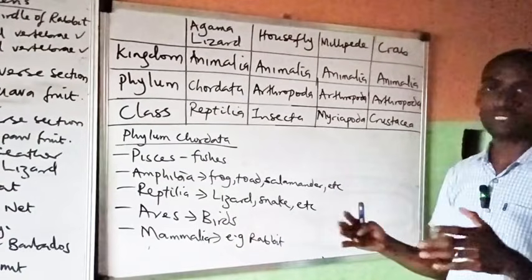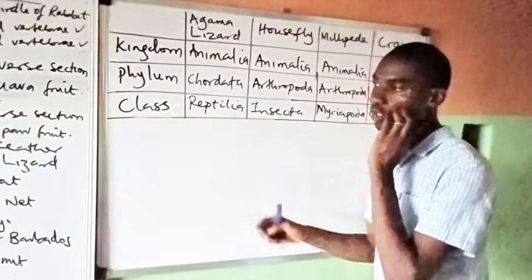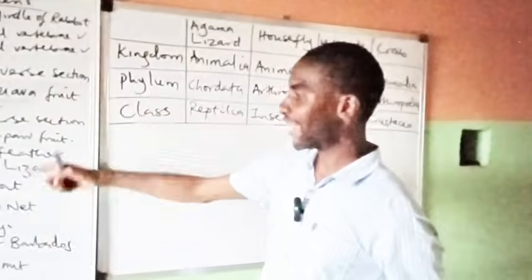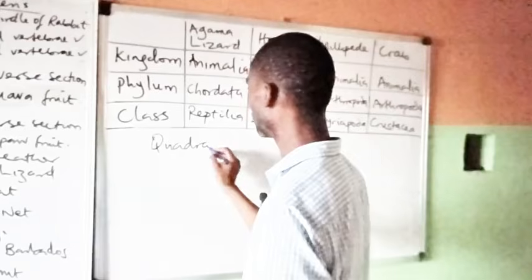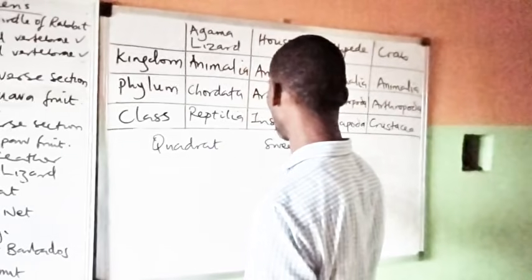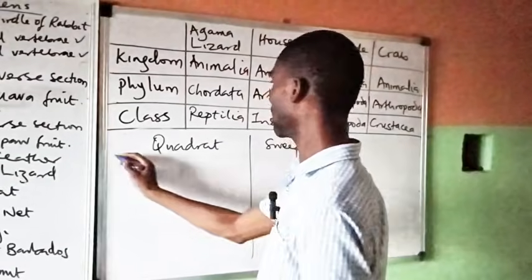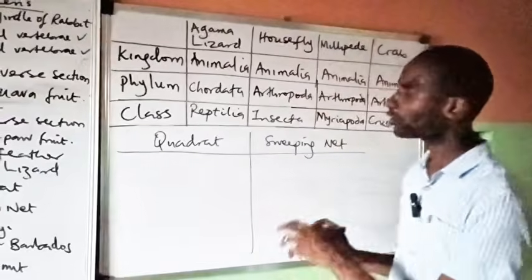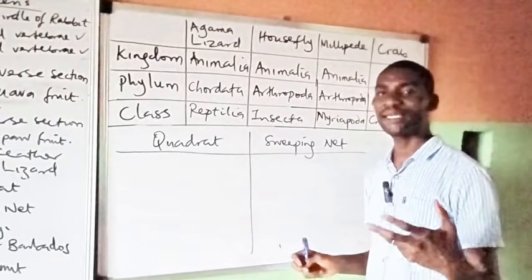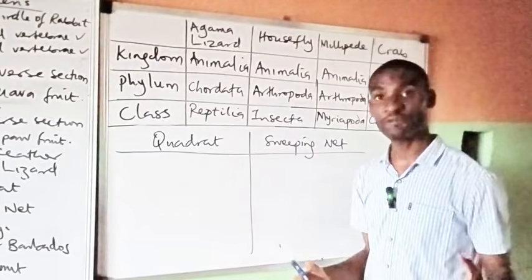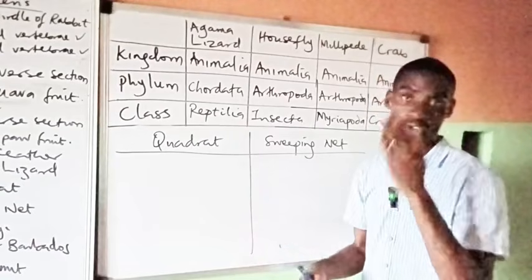Next, we are moving to the other specimens. So as not to make this video too long, I will just talk about the quadrat and the sweeping net. Okay, so the quadrat and the sweeping net. They can ask you to write the differences, the similarities. One of the similarities is that both of them are ecological tools. They are used in the ecology field. Ecology is the study of the environment, living things in relation to the environment.